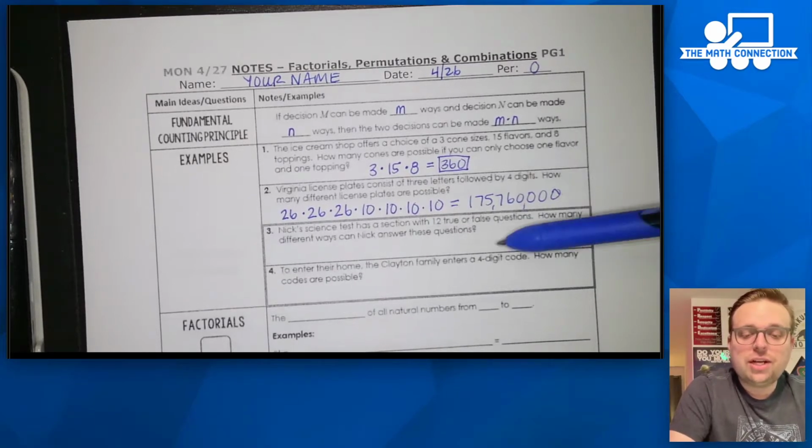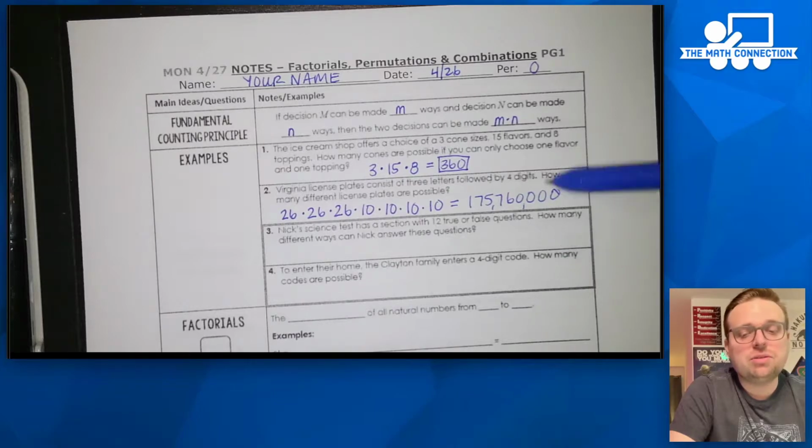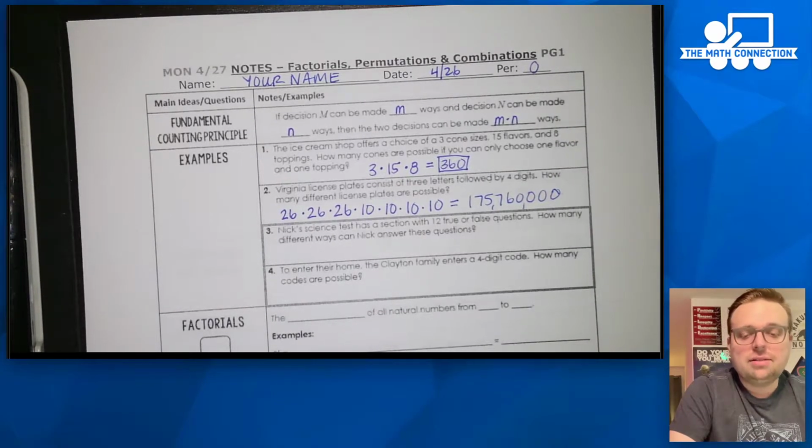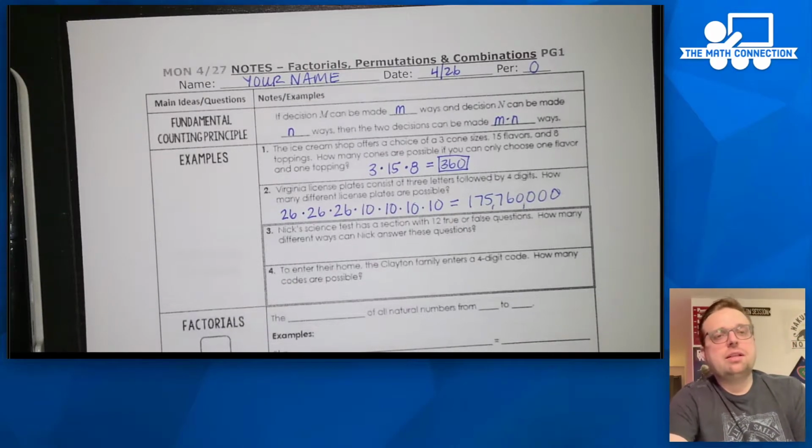Okay, so check out 3 and 4. If you want to pause the video now and do them because we're on this thought process, go ahead and pause. Okay, so the next thing we're going to talk about is something called a factorial.